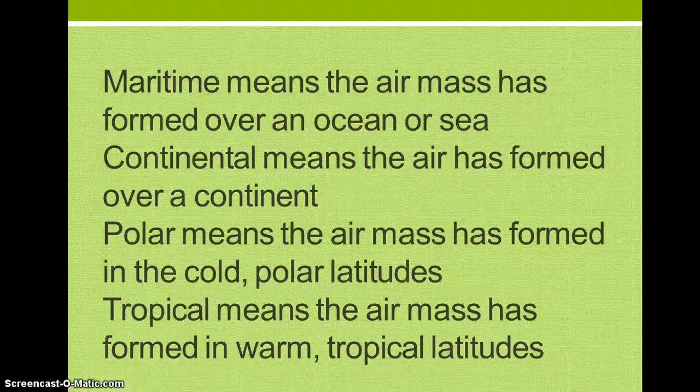So maritime means the air mass has formed over an ocean or a sea. Continental means the air mass has formed over a continent. Polar means the air mass has formed in a cold polar latitude. And tropical means the air mass is formed in warm tropical latitudes.